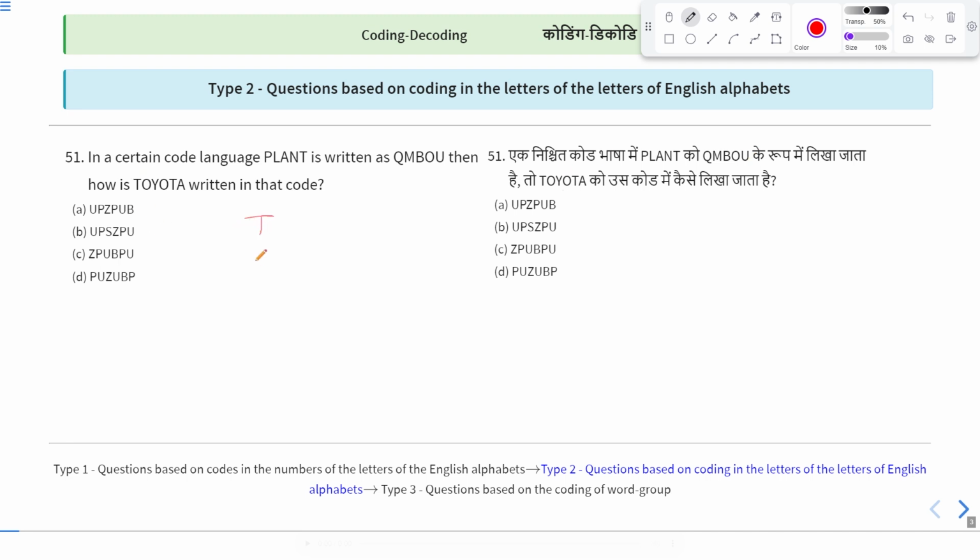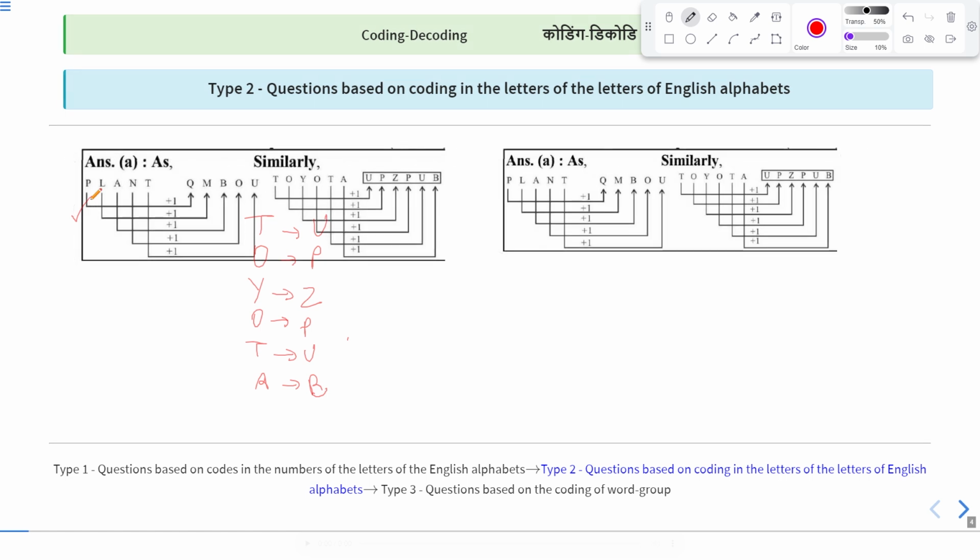Similarly, for TOYOTA, we will do the same thing. T becomes U, O becomes P, Y becomes Z, O becomes P, T becomes U, A becomes B. UPZPUB, that is option number A. Yeah, that is the answer.